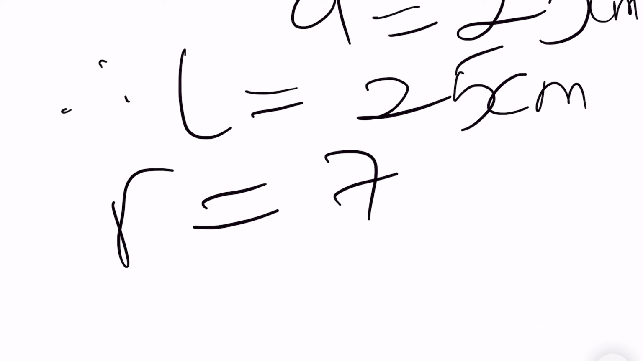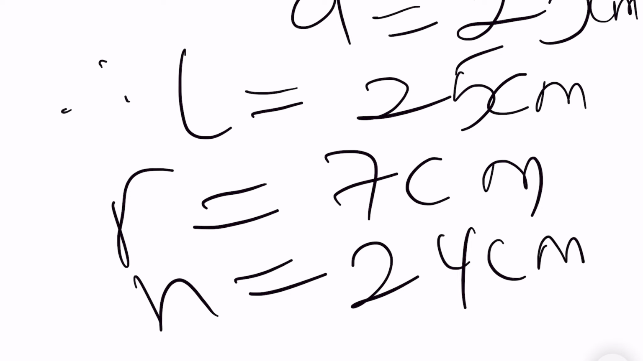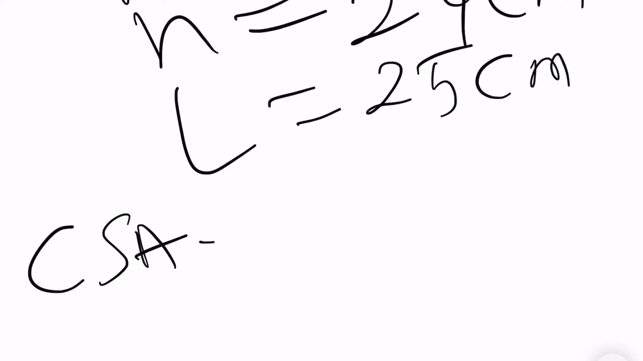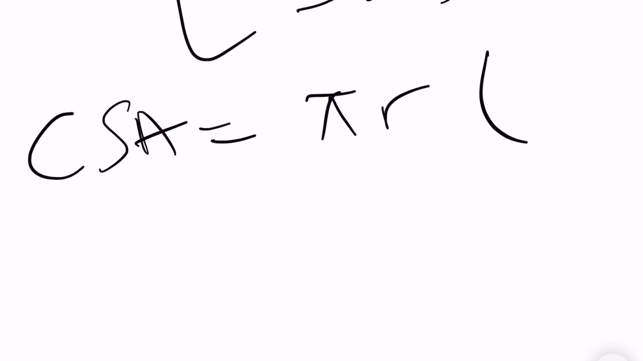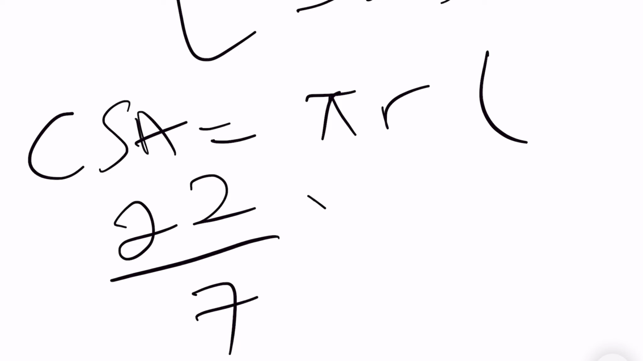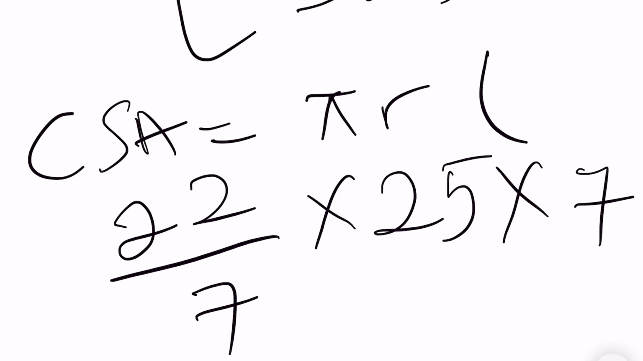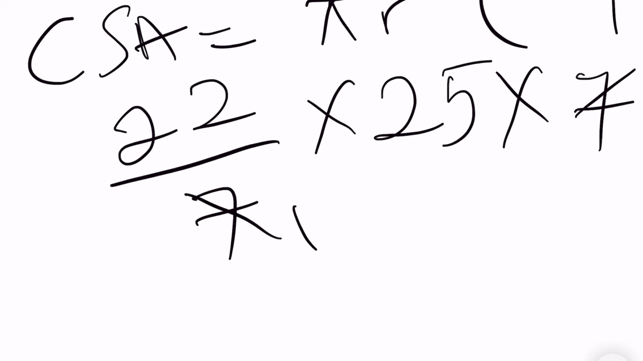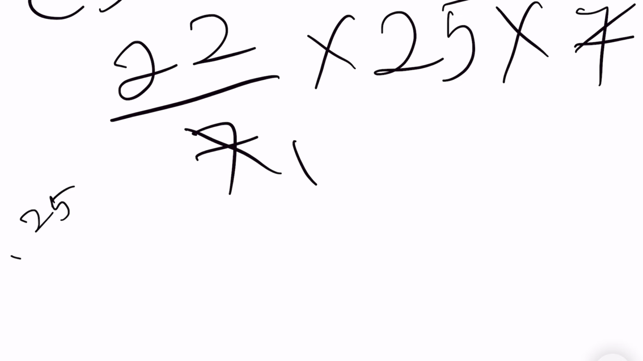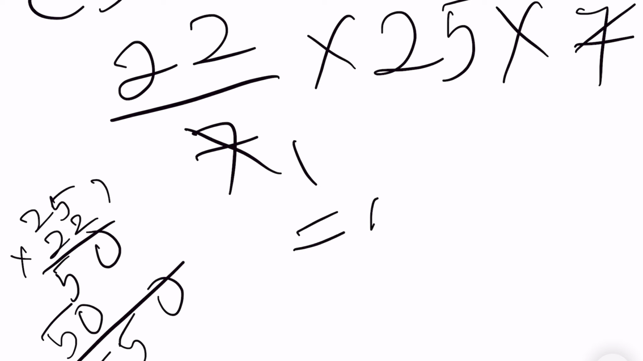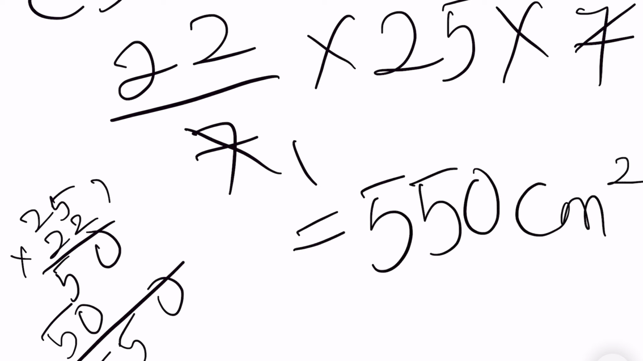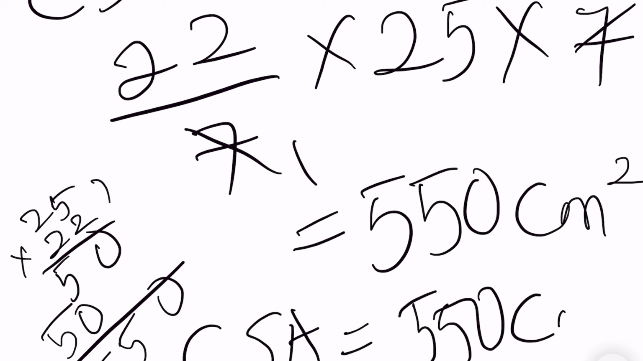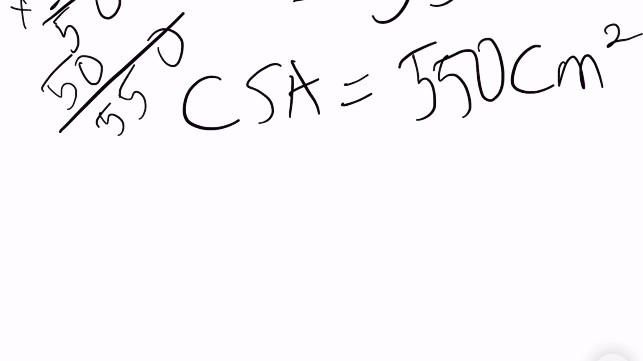So we have our R to be 7 centimeters, our H to be 24 centimeters, and our L to be 25 centimeters. Now for the CSA, we have it to be pi RL, where we have our pi to be 22 over 7. So we have 22 over 7 times 25 times 7. The 7s cancel, so we have it to be 25 times 22, which is 550 centimeters squared. So our CSA is 550 centimeters squared. Our curved surface area is 550 centimeters squared.